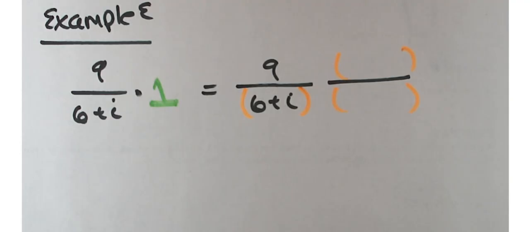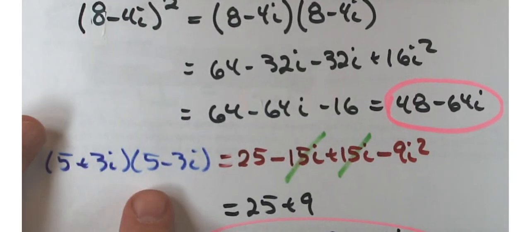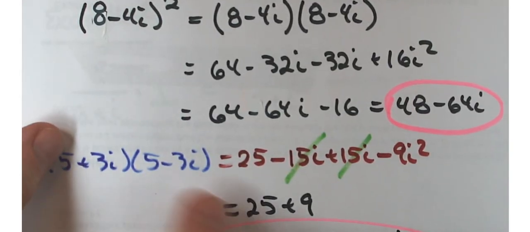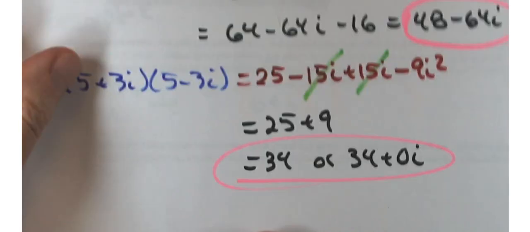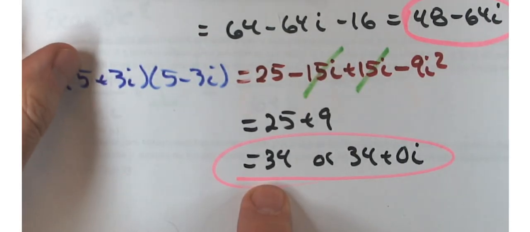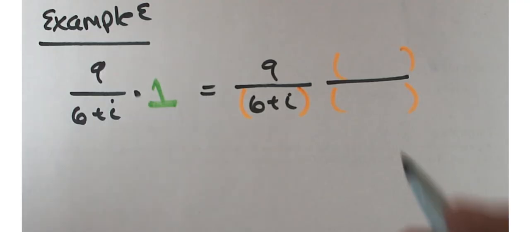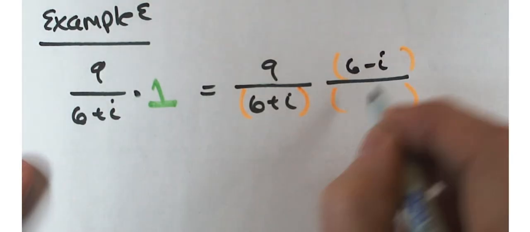6 minus i. Yeah, 6 minus i. It's the conjugate, remember? Right back in the last problem, the big thing to notice is that when we multiply conjugates together, you get a real number. You get rid of the imaginary part. And that's our goal for this one, to get rid of the imaginary part. 6 minus i over 6 minus i.